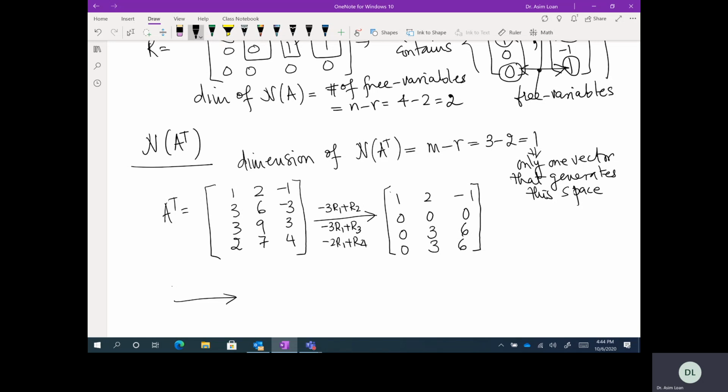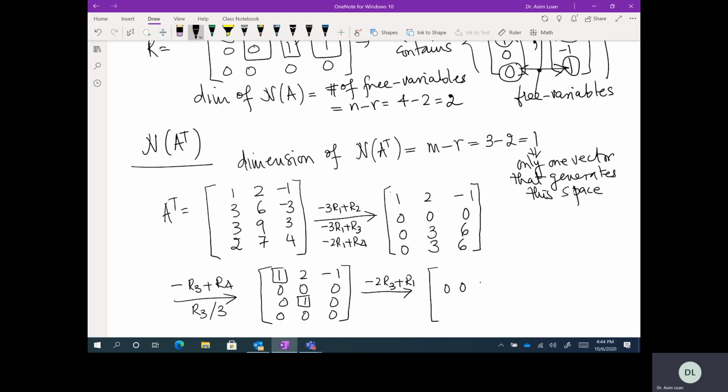And then if I do minus row 3 plus row 4, I will get 1, 2, minus 1, 0, 0, 0, and then I do row 3 divided by 3, so I get 0, 1, 0. So this is a pivot. This is a pivot. I can also do one more: minus 2 row 3 plus row 1. If I do that, this is one pivot. Minus 2 plus 2 is 0, and this is minus 1.